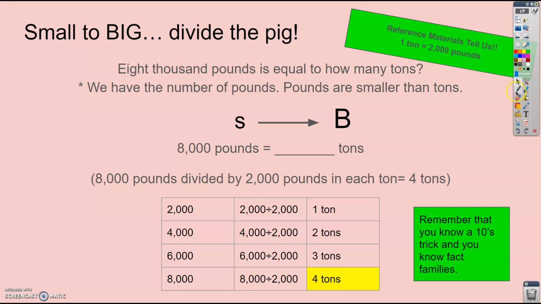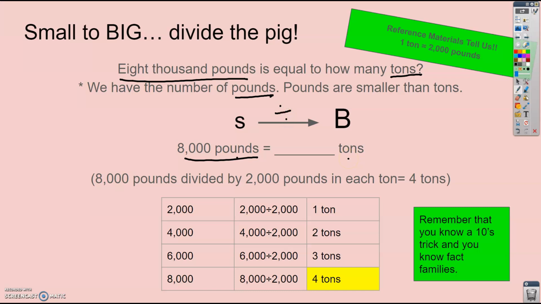Big to small, multiply all. Now we're going to go small to big, divide the pig. So 8,000 pounds is equal to how many tons? Well, we have the number of pounds. We know 8,000 pounds. Pounds are smaller than tons. So we're going small to big, divide the pig.